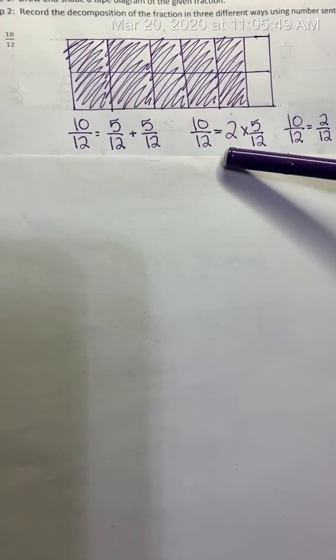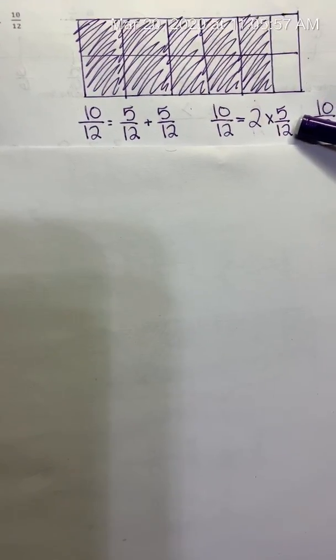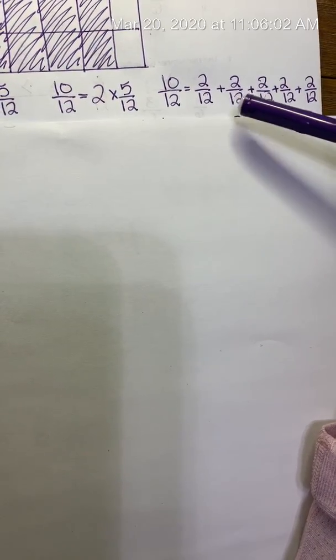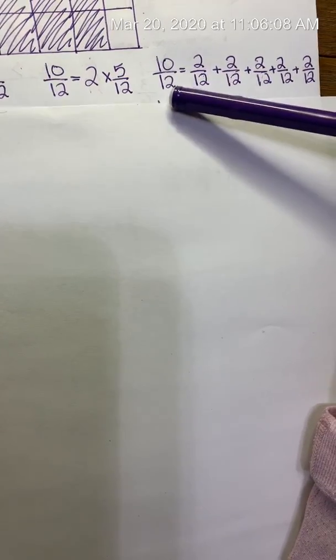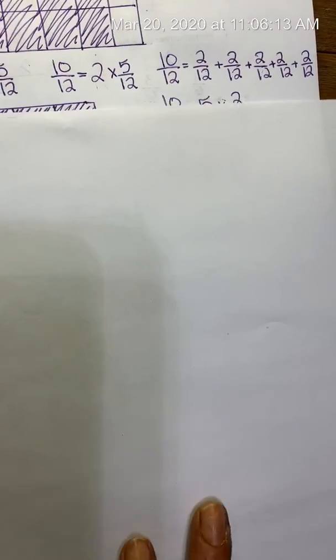That would also be the same thing as 10 twelfths is equal to 2 times 5 twelfths, since we're doing that twice. So repeated addition is the same thing as multiplication. And then I also did 10 twelfths is equal to 2 twelfths plus 2 twelfths plus 2 twelfths plus 2 twelfths plus 2 twelfths, 5 times. So if you do 2 twelfths 5 times, then it will equal 10 twelfths as well. And then I showed that as a multiplication sentence: 10 twelfths is equal to 5 times 2 twelfths. So that's just this repeated addition in a multiplication sentence.